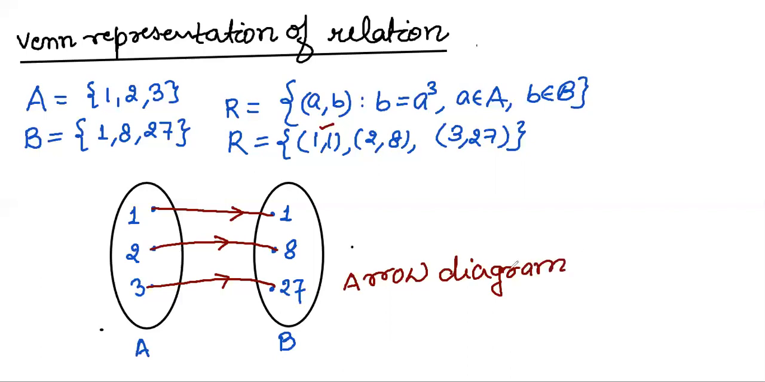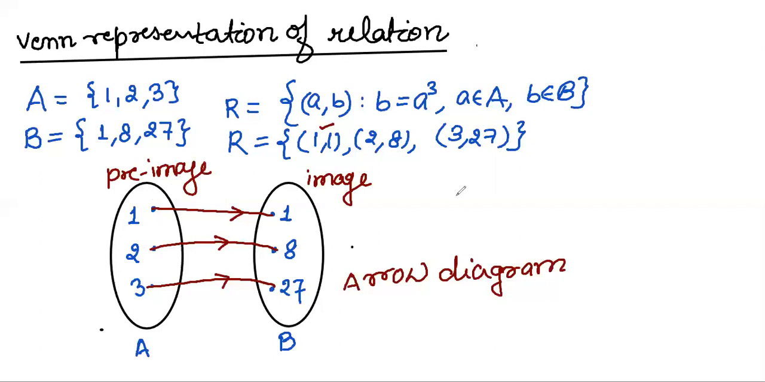Or Venn representation also. Okay, arrow diagram of relation. Here we have to understand two more values. First, the elements of the second set B which are connected to set A are all called image. And elements of A which are connected to B are called pre-image. Okay, you have to understand it.